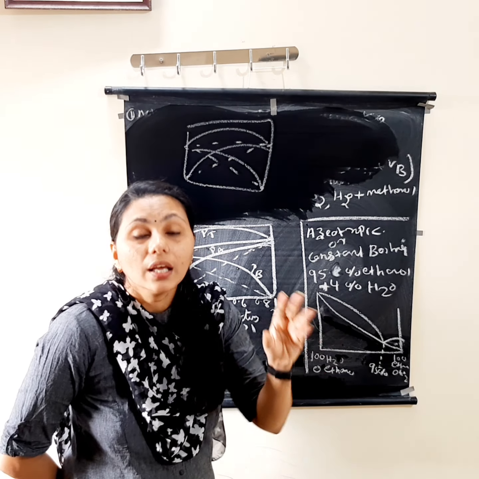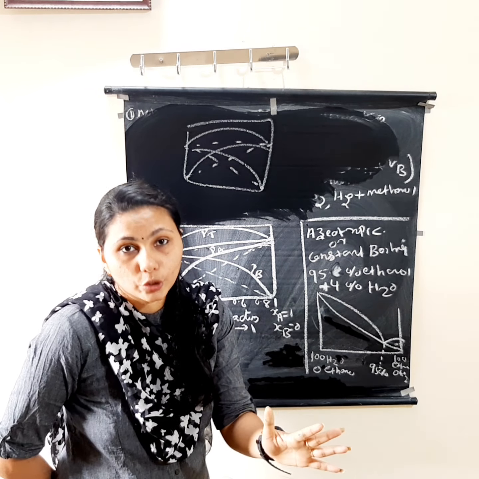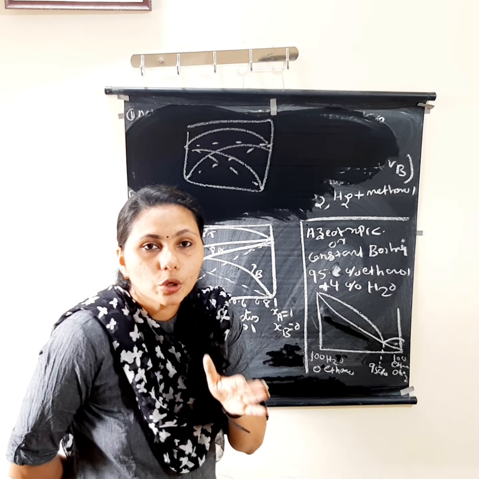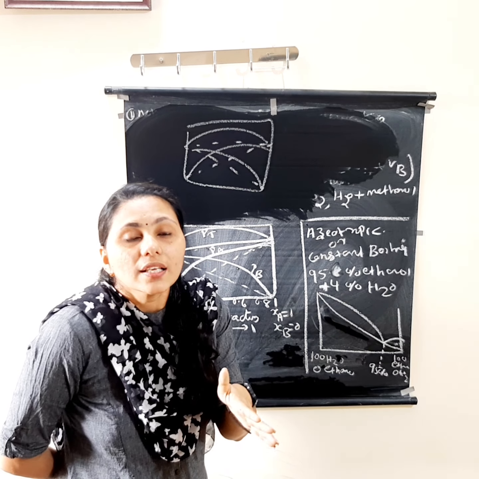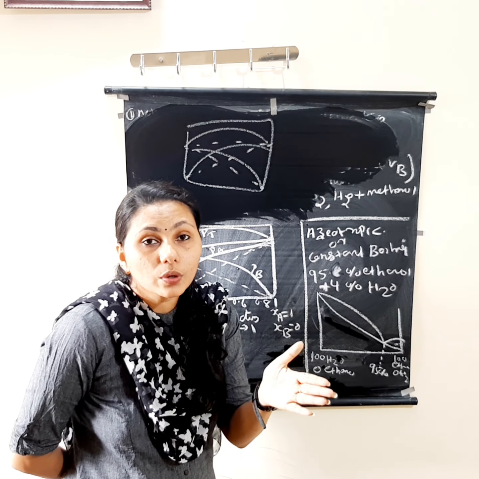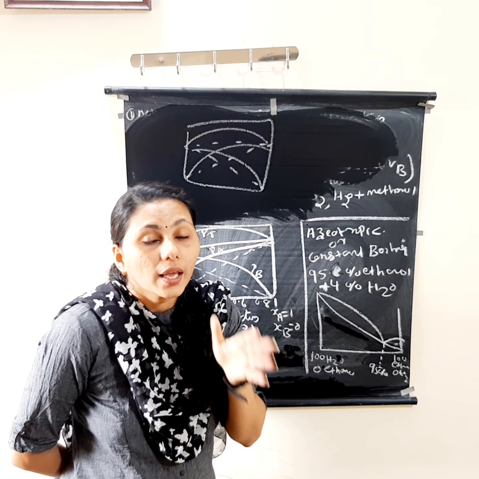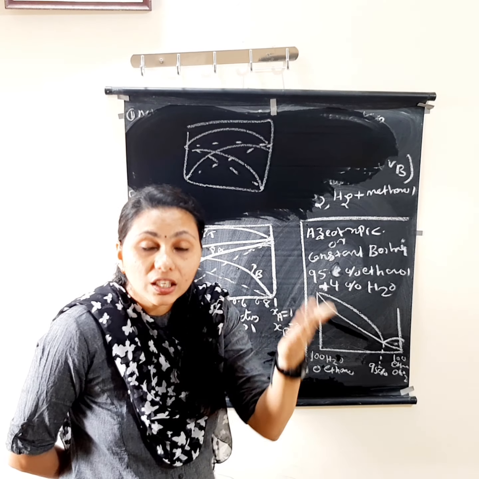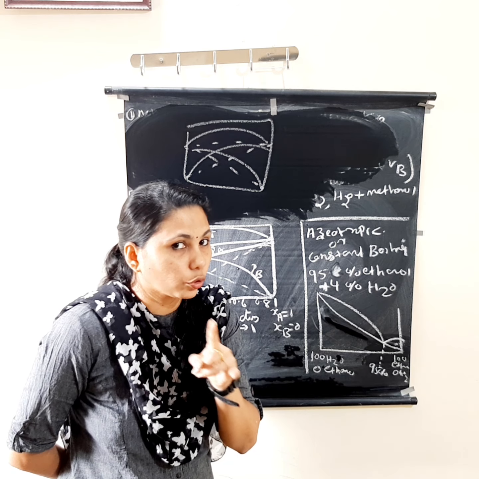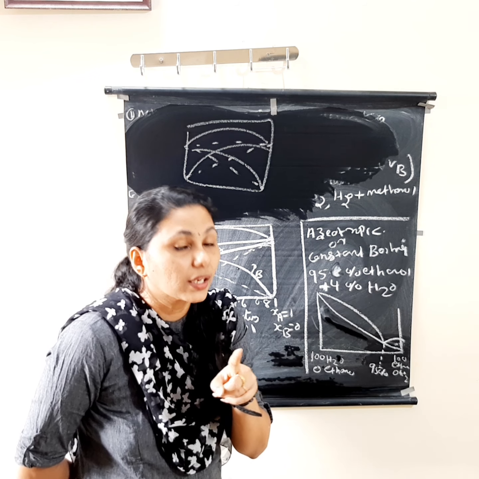Okay, an example for azeotropic mixture. It is very important. Azeotropic mixtures are of two types: minimum boiling azeotrope and maximum boiling azeotrope. So what is a minimum boiling azeotrope? A mixture that shows large positive deviation from which law? Raoult's law. A solution or mixture that shows large positive deviation from Raoult's law is known as a minimum boiling azeotrope, not maximum.